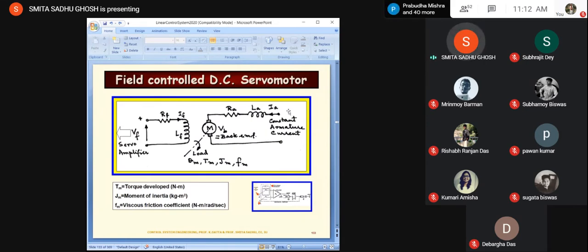Because of that, the armature current is kept constant. I hope you can see the pointer, meaning my cursor moving. So we apply a constant armature current. This side has a constant armature current flowing, and the control signal is applied to the field side, that is this side.